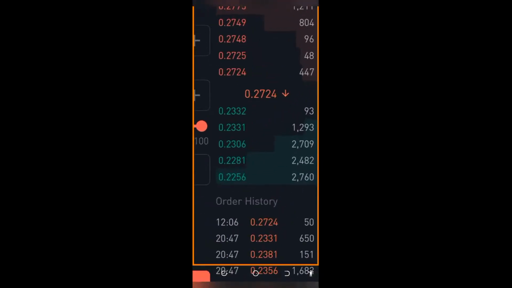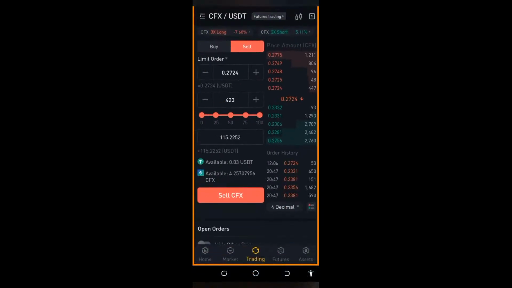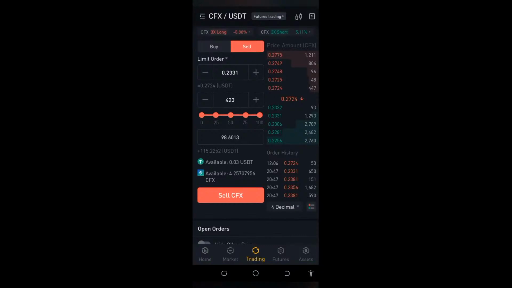Now, do we have anyone that can give us 423? The second green is 1,293 pieces, right? But don't forget that the amount we want to sell is 0.2724 to give us that. Now, can you see what we have here? We've got 0.2332 as the first leg and 0.2331. That's where the issue is, right? So if I click on the first one, the first one already shows me I'm going to make a loss.